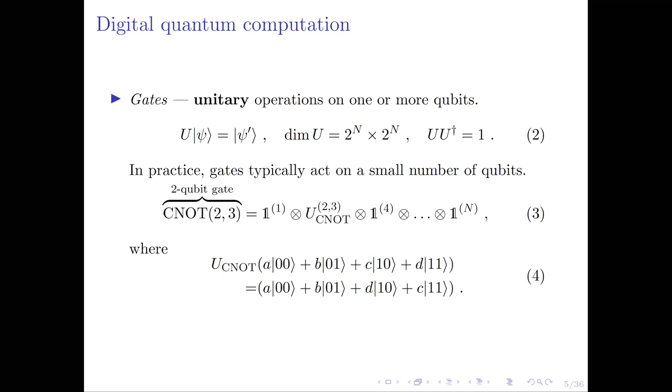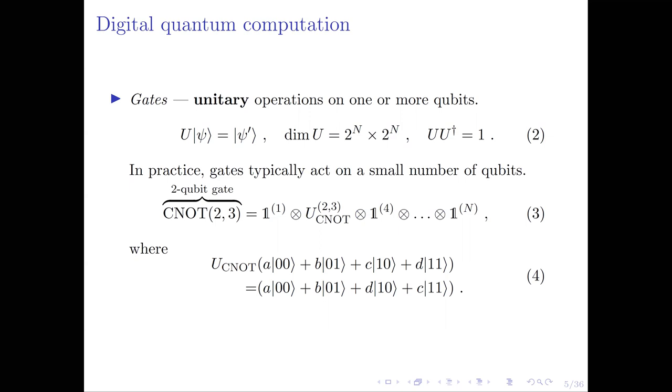So here's just one example. A CNOT gate is a gate acting on 2 qubits. So it acts in this tensor product of individual qubits. It's just acting on 2 of them and acts trivially on the rest of them. And its action on these 2 qubits can be defined in multiple ways, as a matrix or just as its action on basis vectors, as in equation 4.